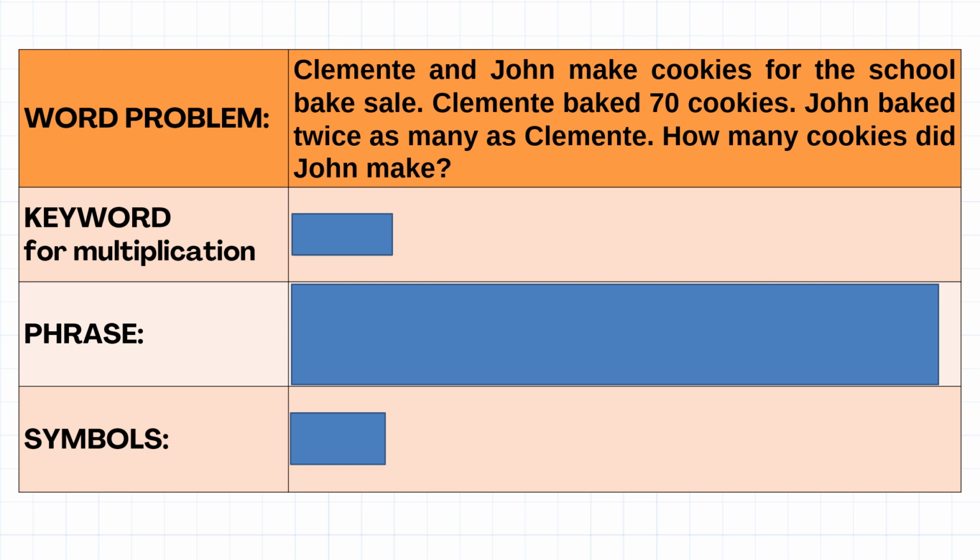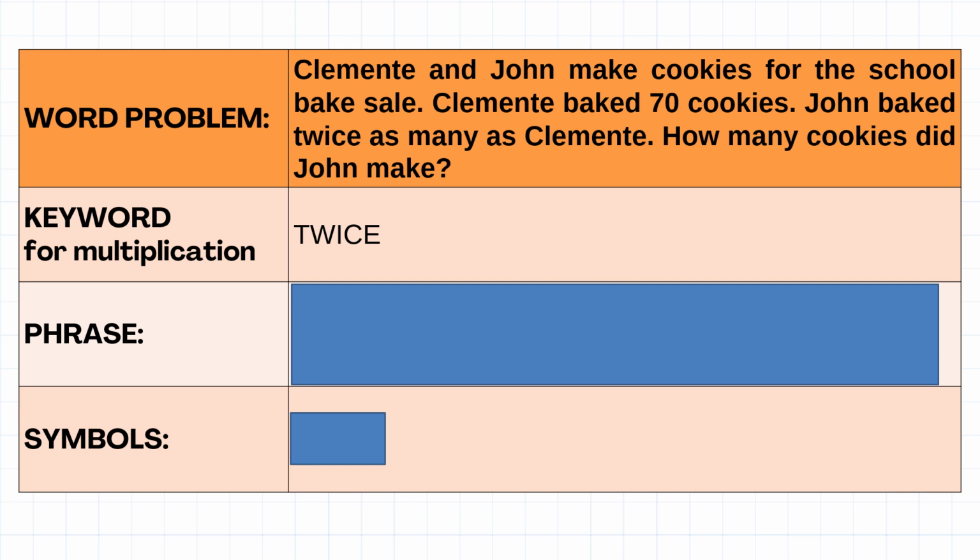Word problem number 4. Clemente and John make cookies for the school bake sale. Clemente baked 70 cookies. John baked twice as many as Clemente. How many cookies did John make? Alright, to understand the word problem, we first identify the keyword for multiplication. And the keyword is twice. This can be found in the third statement in our word problem.